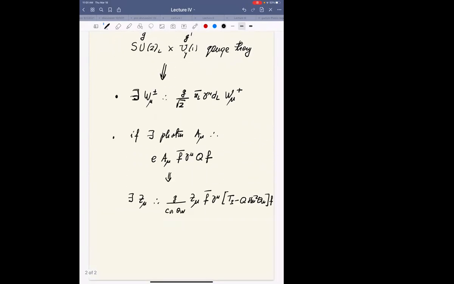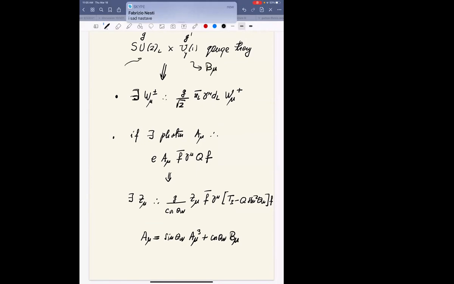Notice what we found. This was very important. We found out that the photon cannot be just in SU2 or U1. It has a well-defined form: sine theta W, A mu 3, plus cosine theta W, B mu. B mu is the gauge boson associated with U1. These are the T A, sorry, why am I saying T A? I'm talking about gauge bosons, A mu a, a's 1, 2, 3.